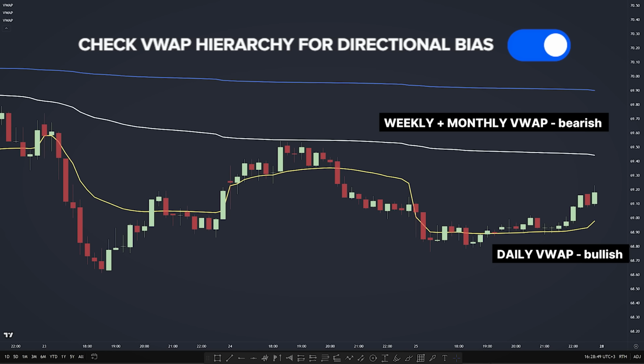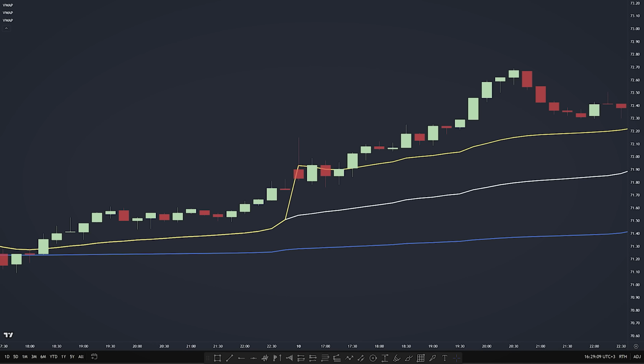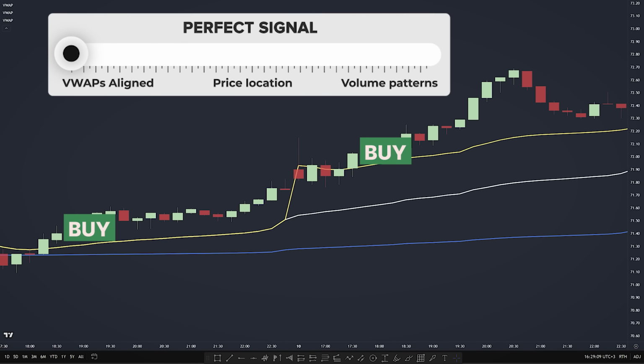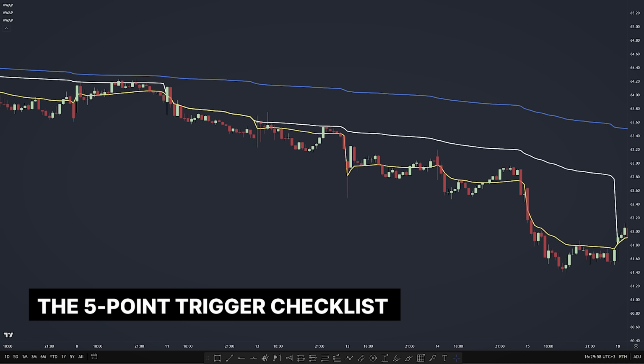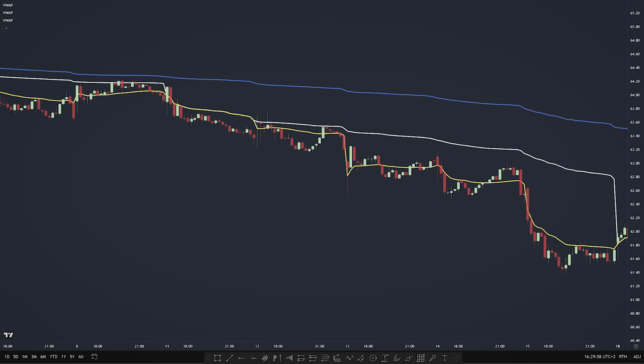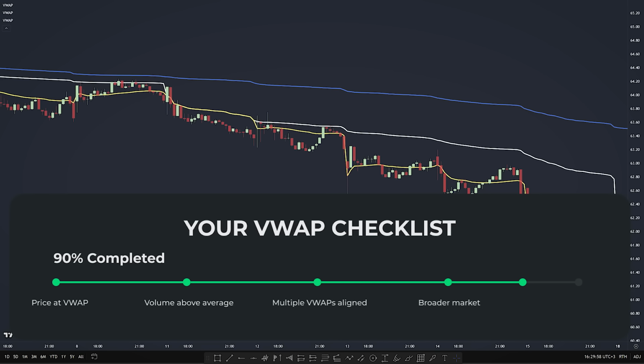Your VWAP watch list focuses on markets with the highest probability setups. Look for instruments where multiple VWAP timeframes are aligned, price near significant VWAP levels, and volume patterns suggesting institutional activity. Your VWAP playbook becomes a simple checklist. Is price at VWAP? Is volume above average? Are multiple timeframes aligned? Is the broader market supporting this direction? Are VWAP bands expanding or contracting? Check all 5 or skip the trade.